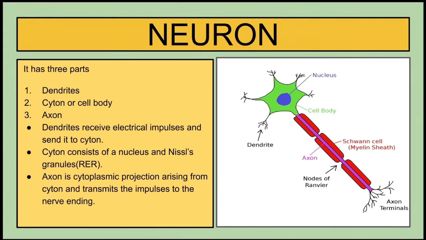It consists of dendrite, which receive the impulses and send it to cyton. The cyton consists of nucleus and Nissl's granules, which is rough endoplasmic reticulum. Axon is the cytoplasmic projection which arise from the cyton, and it transmits the impulses to the nerve ending.